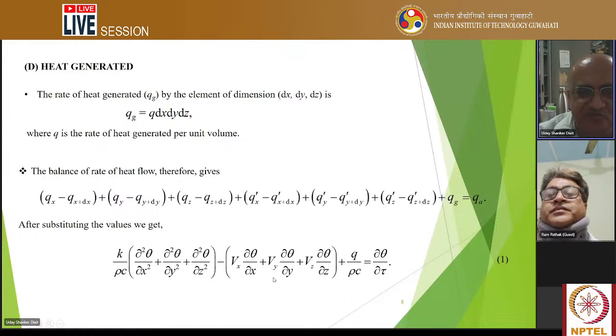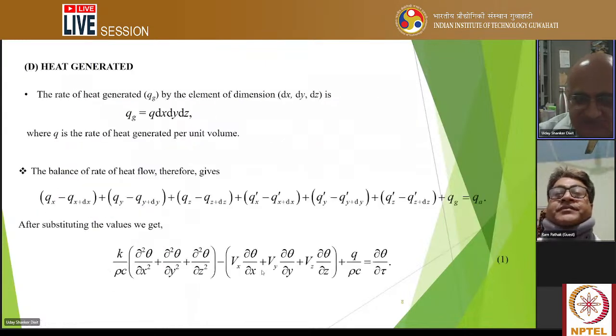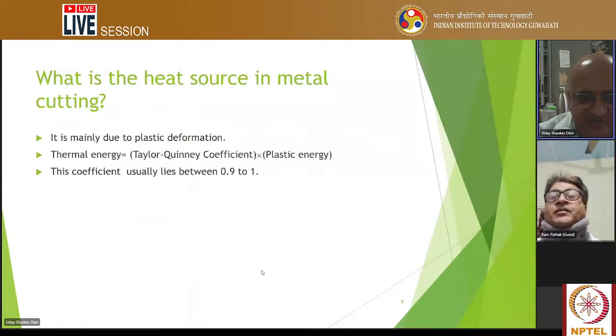That means because of the flow velocity you are getting that. Otherwise, in most heat transfer books the heat conduction equation only mentions these terms, and then the rate of heat change, but this term is added because the material is flowing. So this is very important to pay attention to.